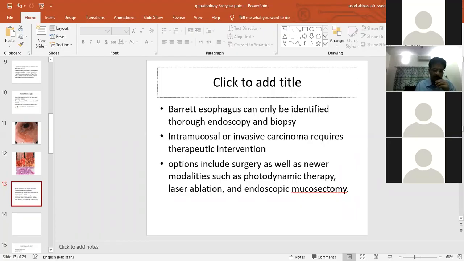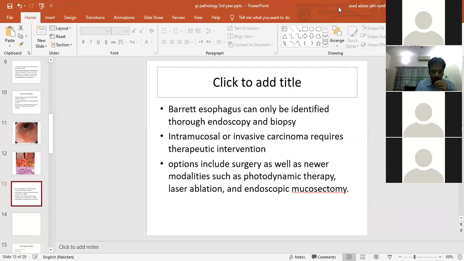The Americans say the definition includes the presence of goblet cells only; columnar mucosa will not suffice for diagnosis of Barrett's esophagus. The British say no, we have to see red velvety mucosa on the endoscope and a columnar mucosa. Goblet cells are not necessary.